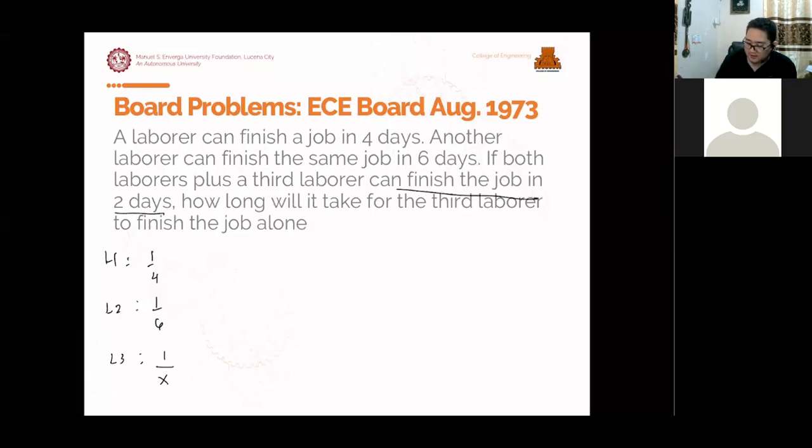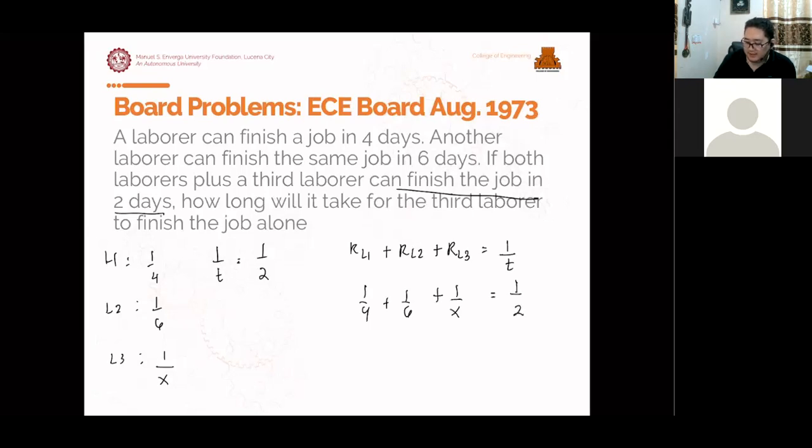So, ibig sabihin doon sa equation natin, yung rate natin to finish is equate natin sa 1/t, which is equal sa 1/2. Okay? So, yung rate ni labor 1 plus rate ni labor 2 plus rate ni labor 3 equal siya dun sa rate natin para ma-complete siya. Okay? So, this is 1/4 plus 1/6 plus 1/x is equals to 1/2.